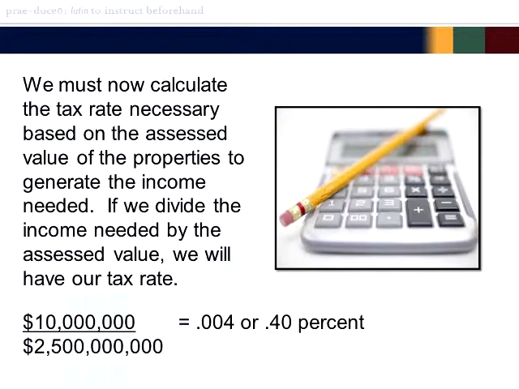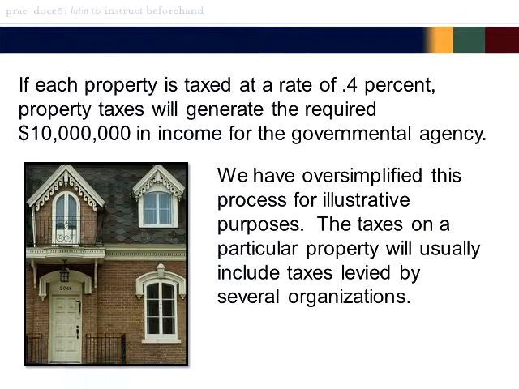We must now calculate the tax rate necessary based on the assessed value of the properties to generate the income needed. If we divide the income needed by the assessed value, we will have our tax rate. If the property is taxed at a rate of 0.4%, property taxes will generate the required $10 million in income for the governmental agency. We have oversimplified this process for illustrative purposes.